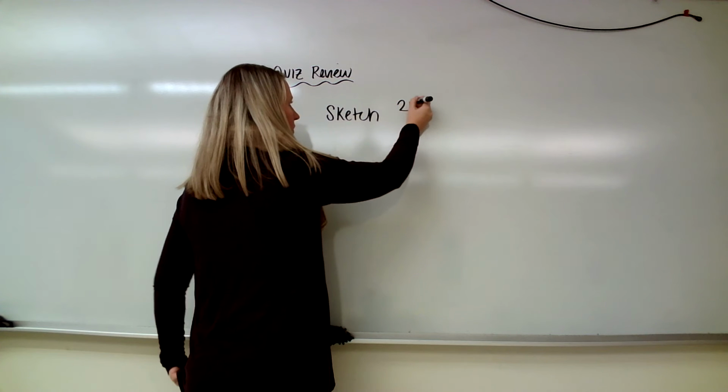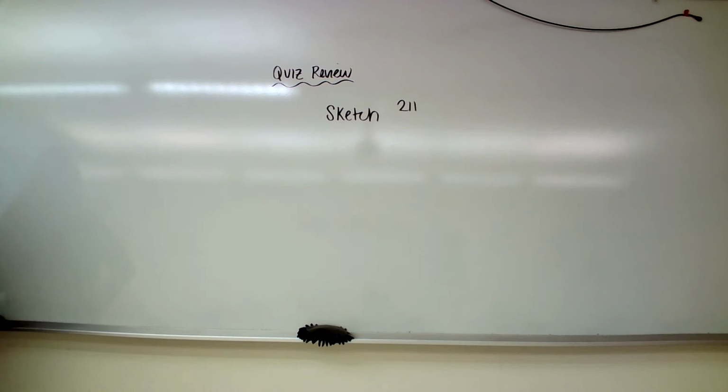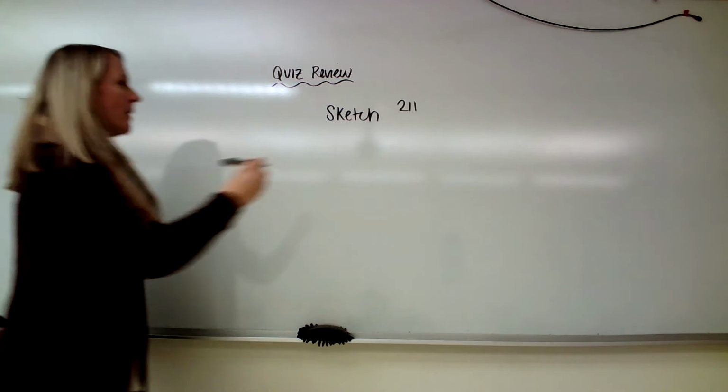2 pi over 3. Sorry, I'm trying to not give you the same one that I'm giving you. Okay, that's fine. 2 pi over 3.